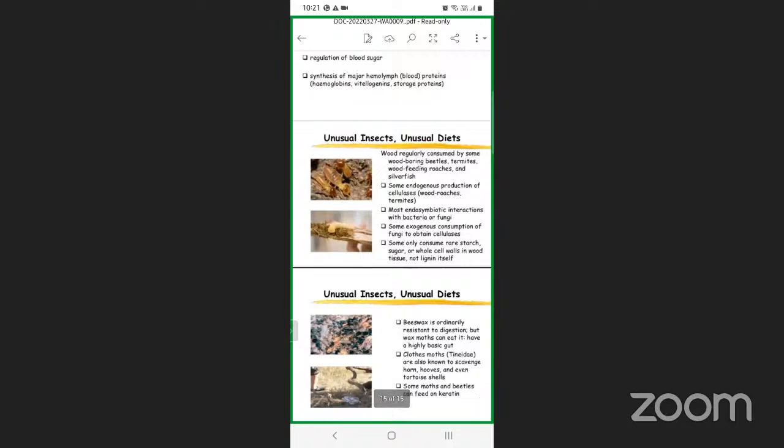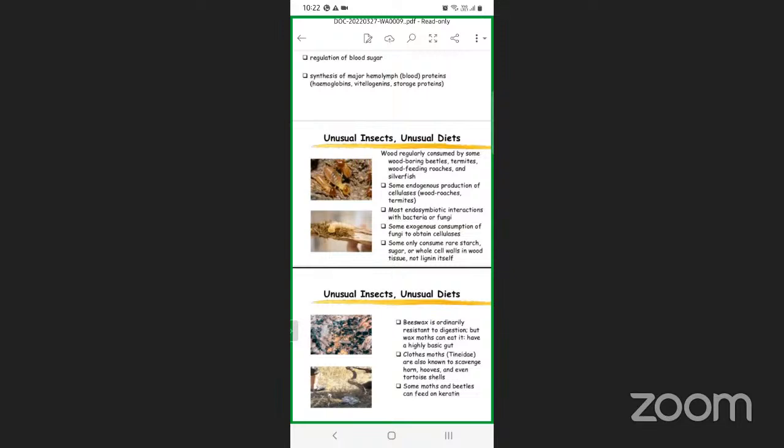And we also see that some only consume the rare starch sugar or whole cell walls in the food tissue. Beeswax is ordinarily resistant to digestion, but wax moths can eat it, as they have a highly basic gut. Cloth moths, which belong to the family Tineidae, are also known to scavenge horn, hooves and even tortoise shells.